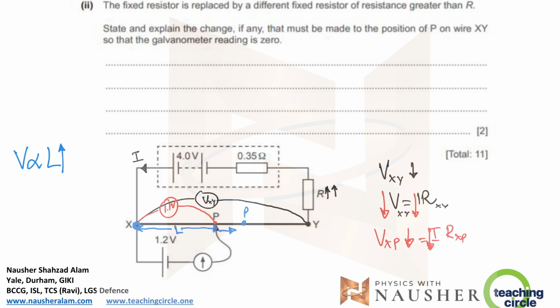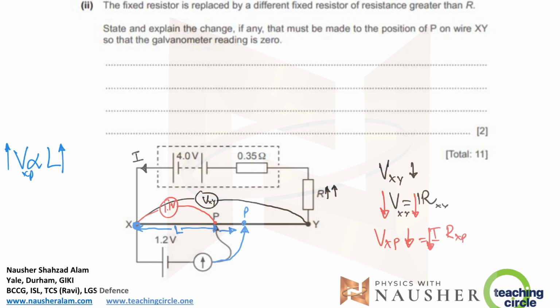Why would that become 0? Listen to this. When you move the wire to this side, you will have a greater length, right? And when you have a greater length, this voltage Vxp will also be more. Naturally, when Vxp becomes 1.2 again, this will be 1.2, this will be 1.2, so this will be 0. So this is the question that they were asking: state and explain the change, if any, that must be made to the position of P on wire XY so that the galvanometer reading is 0.